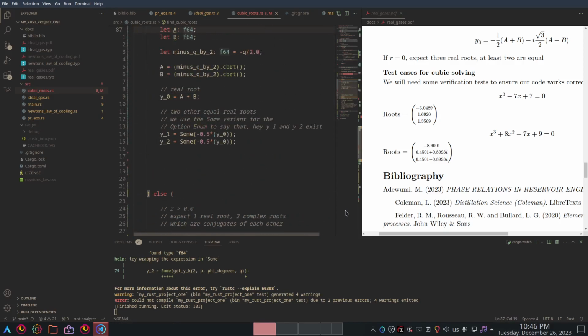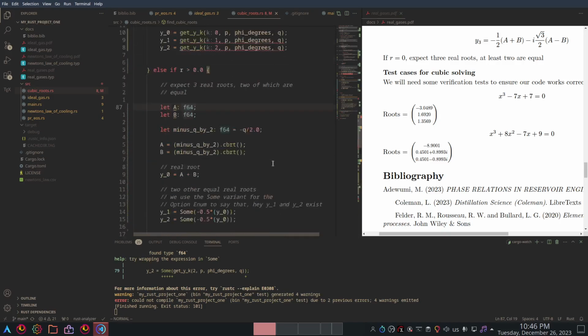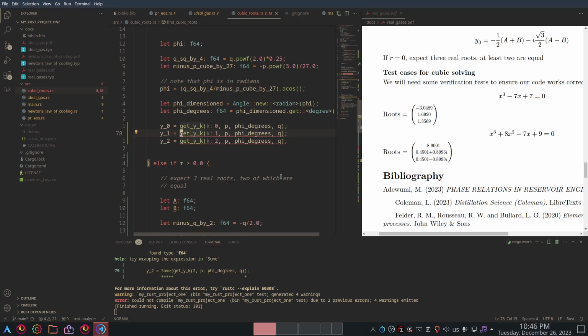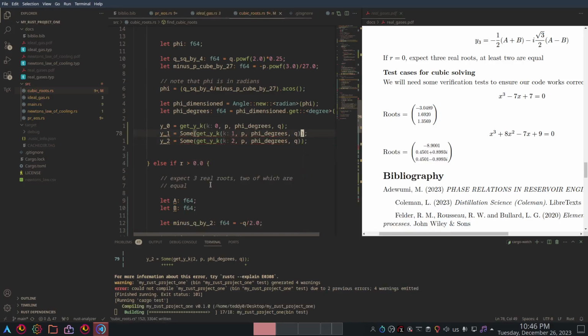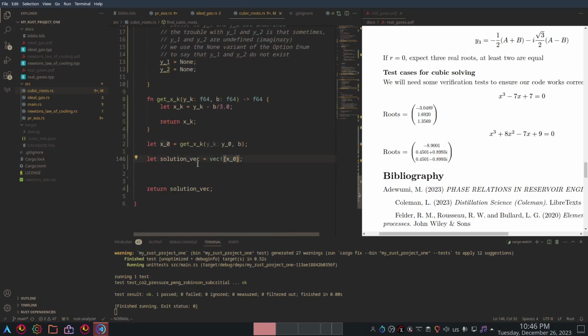Hopefully you understand what's going on here. There is a case where there is some value of y1 and y2, and a case where there's no value in y1 and y2. Here we need to encapsulate the values of y1 and y2 in the Some variant of the Option. So now y1 and y2 are all here, and we have a solution vector that returns one of the roots, which is great.